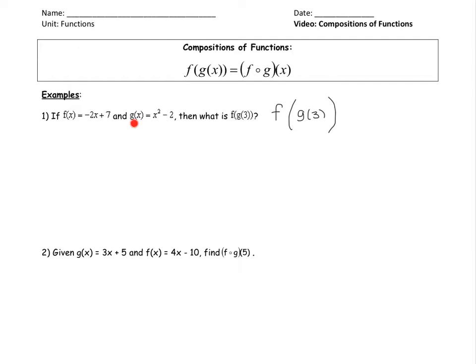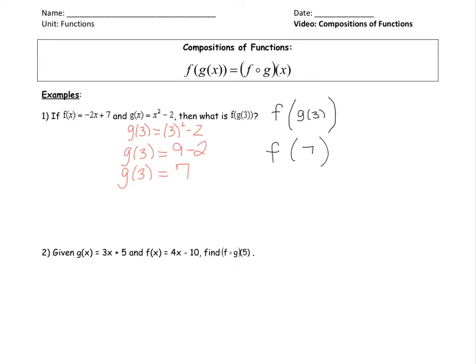So we're going to look at the g of x function, and we're going to find out what g of 3 is. So you should know this. We're plugging in 3 everywhere we see an x. So we get g of 3 equals 9 minus 2. So g of 3 equals 7. So now what can I do with that information? Well, I see here that g of 3 equals 7. So really what I want to find is f of 7, because I found out what g of 3 was and I just replaced it.